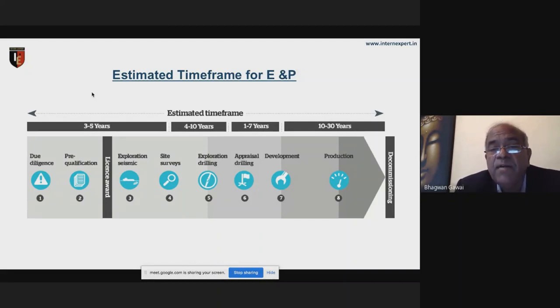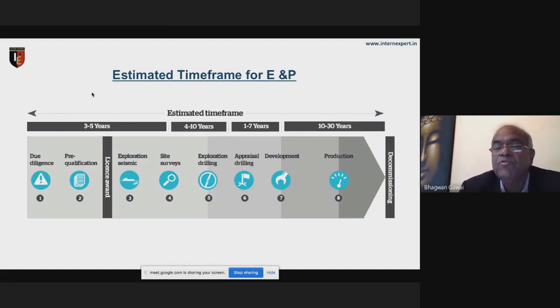Then appraisal, drilling and development. So once you find the oil, you start doing the drilling operation. Then the next phase is, once you have found the oil, you start production. Normally, each oil well will last for 10 to 30 years, depending on how the production flow comes. Okay, so this is the life of any oil well.